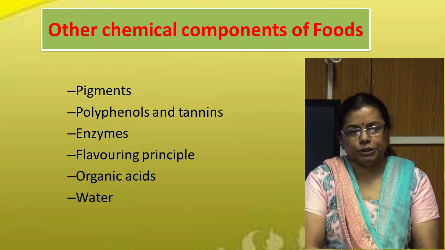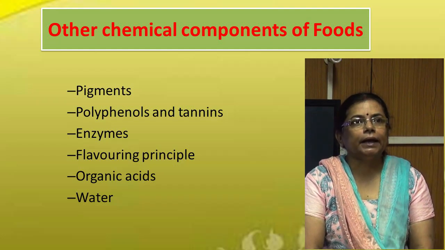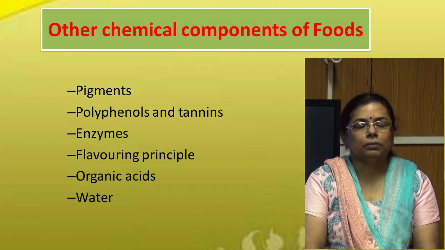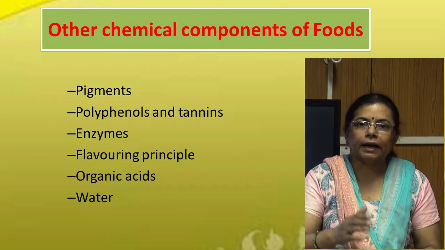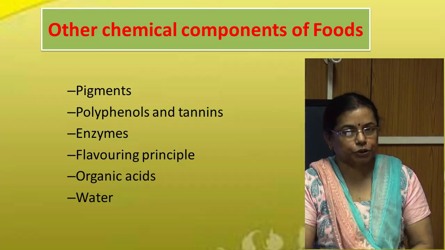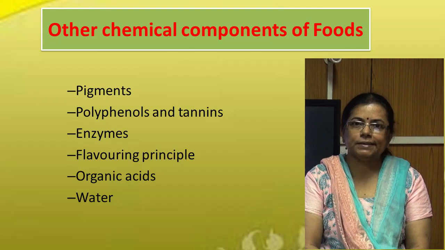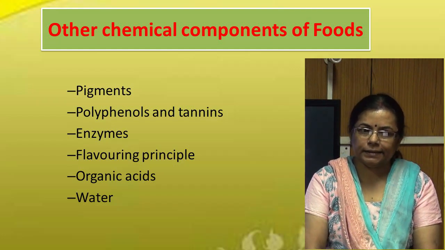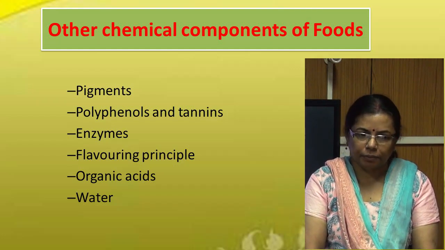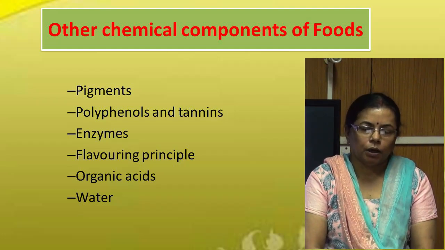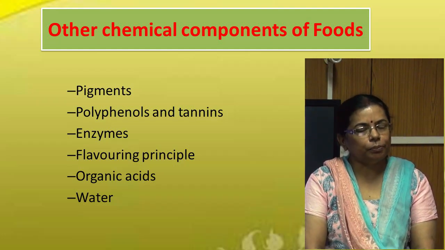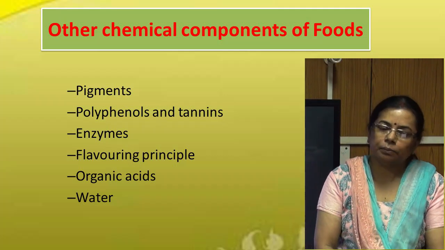In addition to these constituents, there are a diverse group of substances which are found in food in comparatively smaller amounts. These are pigments, polyphenols and tannins, enzymes, flavoring principles, organic acid and water. We will study this one by one. Let us begin with pigments.